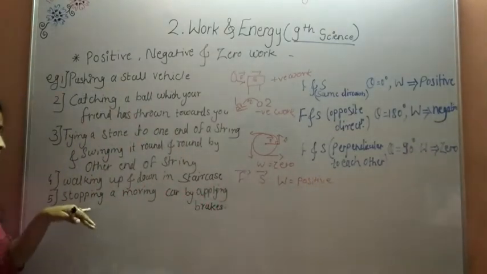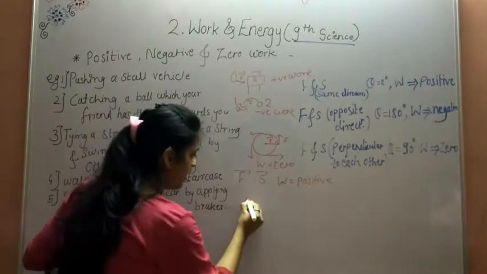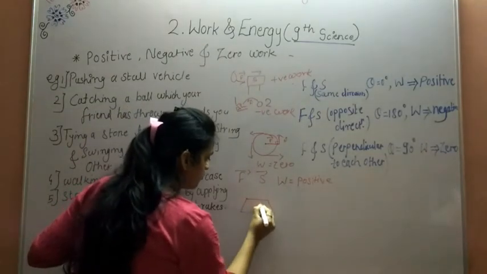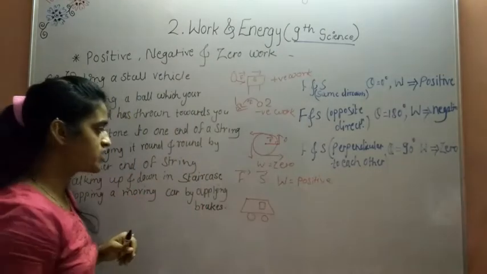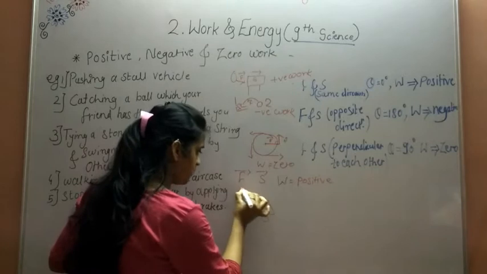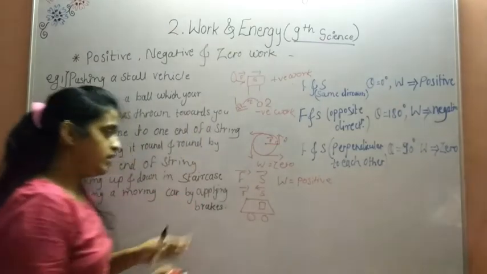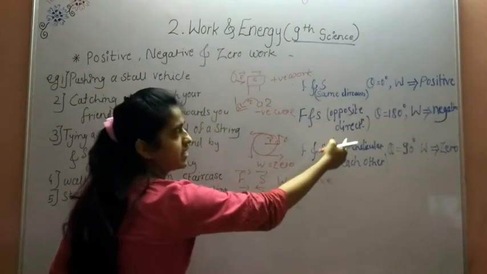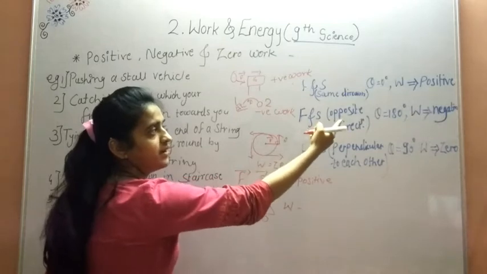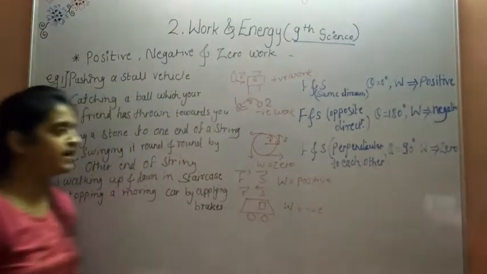And last example, stopping a moving car by applying the brake. So this is a car. Force is applied in this direction and displacement in this direction. So this is the opposite direction. So theta is equal to 180 degrees and work done is negative work.